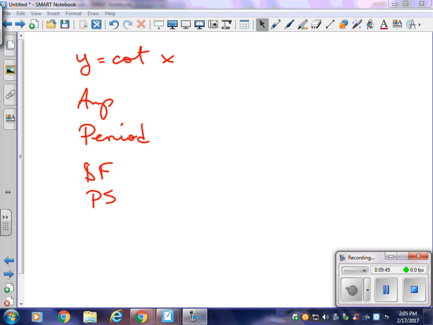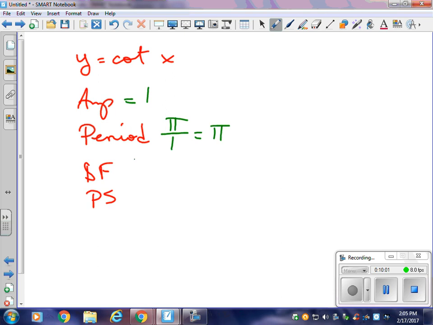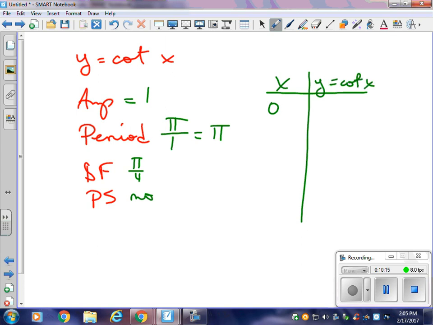Alright, so with cotangent, the amplitude is 1. Again, the period works the same way, so pi divided by 1 is pi. Your scale factor is pi over 4. There's no shift in this one, no reflecting, no stretching, no compressing. The big difference is this one starts with 0 for x, and it's going by fourths. So knowing which one starts with 0 is important.